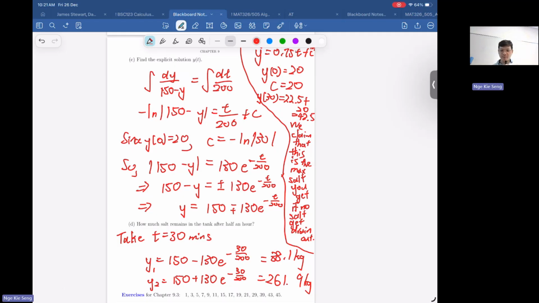Let's check some more. Do we have another method to see actually? Let me think. If y(t) is continuous.